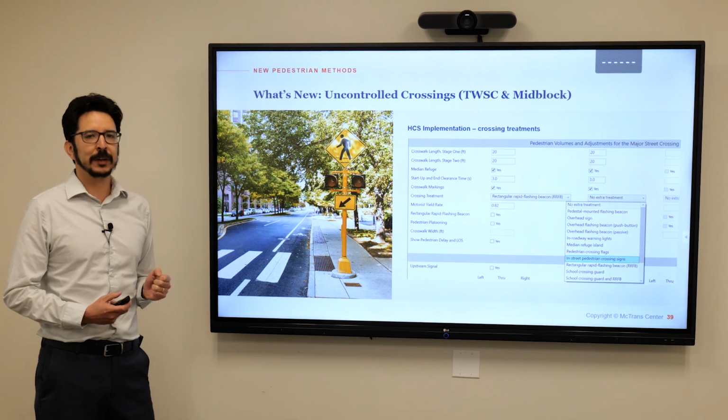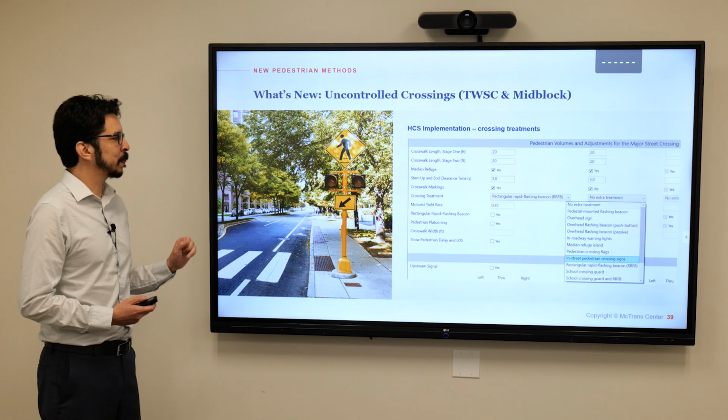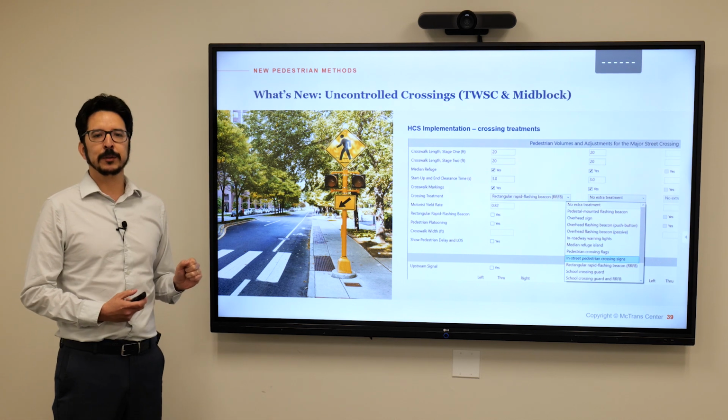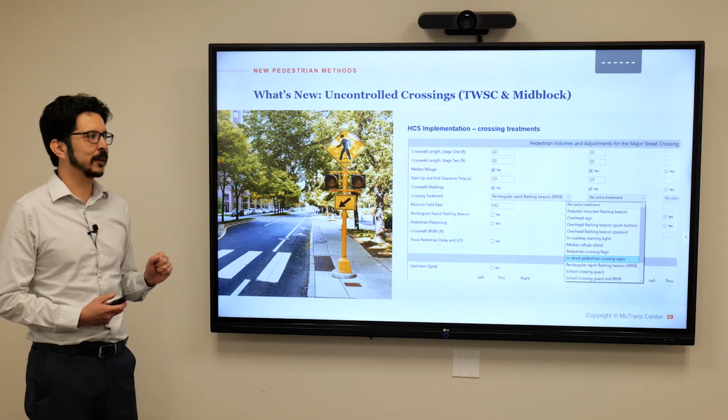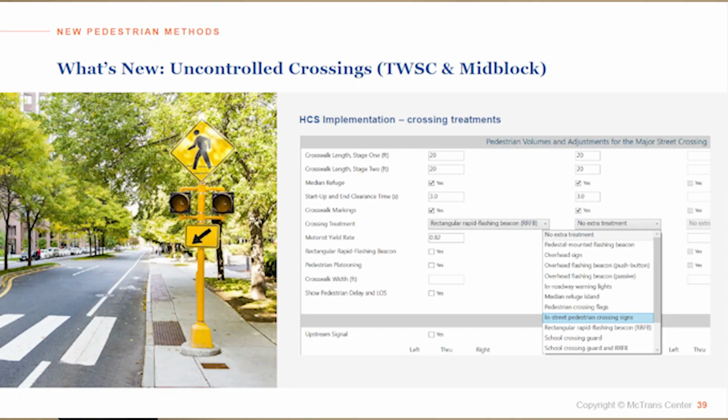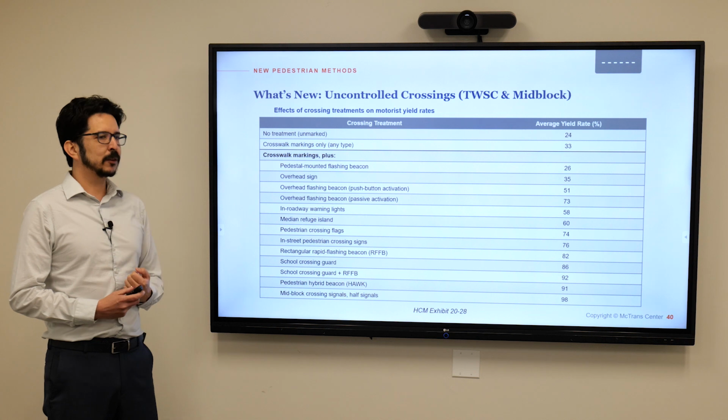So when we're modeling pedestrians, we can model, for example, what is the specific crossing treatment that's being applied here. So if we're modeling, for example, a rectangular rapid flashing beacon or RRFB, each one of these treatments has a related motorist yield rate, which can be implemented automatically here, and they have different effects on the performance of pedestrians. The higher the yield rate, the better the performance measure is going to be for our pedestrians. How do we get this yield rate?